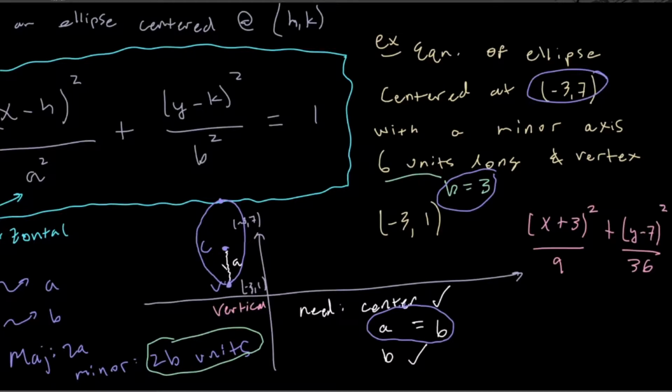The reason we have vertices and co-vertices is because the vertices are the ones that are farther out. So the equation told us the one that was farther out, so by telling us the vertex was below the center, we knew that it was vertical. Does that make sense?